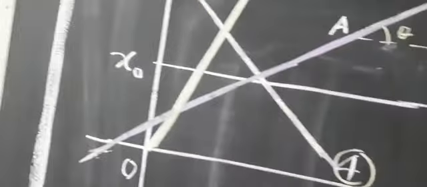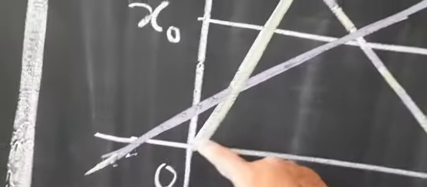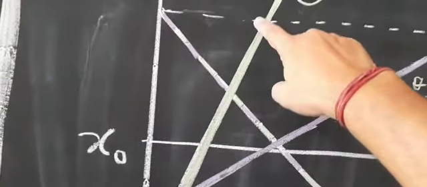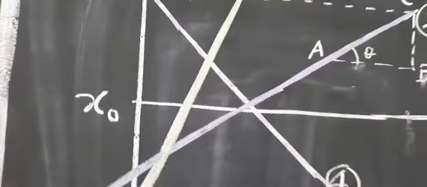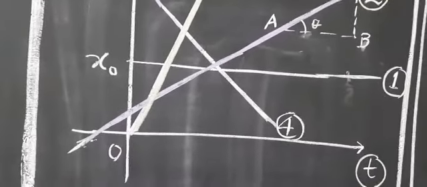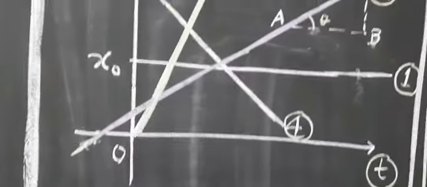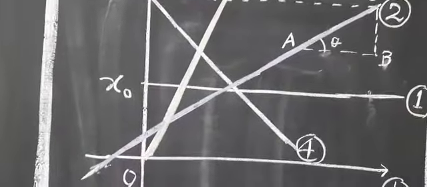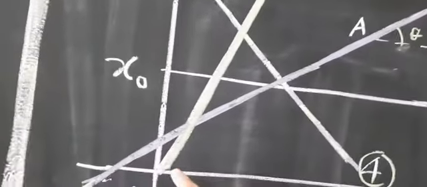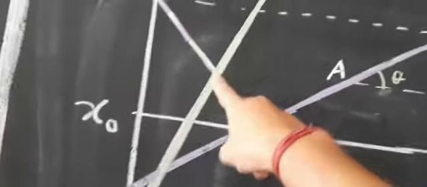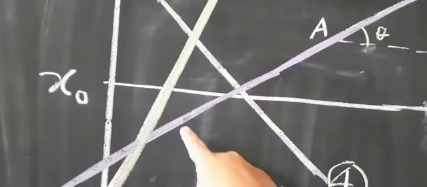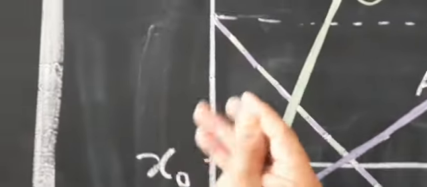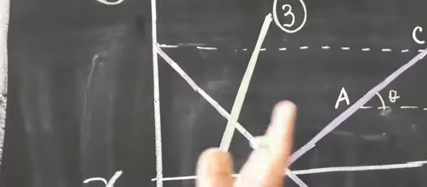Third graph, graph number 3. This is the third graph. I am pointing to it. This is graph number 3. The third graph is also having uniform motion, but remember the slope of this graph is more. The slope of graph number 3 is more than that of number 2. The slope of number 3 is more than 2.